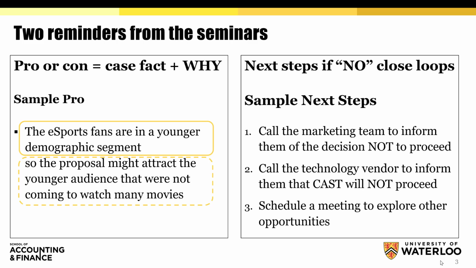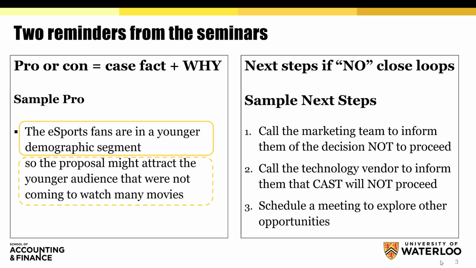Second reminder around next steps, try to make them as actionable as possible. And it does appear that some people are struggling if you recommend not to proceed, and I understand that can be hard. So the easiest way to think of next steps, if you're recommending not to do something, is close the loops with the stakeholders. What that means is communicate with them. And so you'll see the sample next steps that we included in the sample solution. Two of them are to close loops with stakeholders.